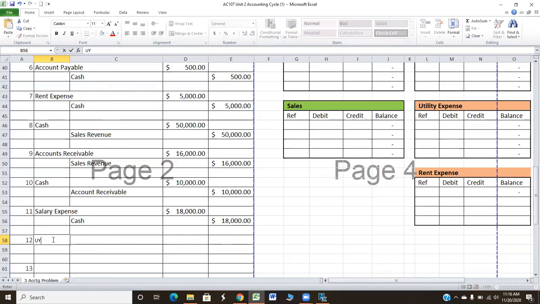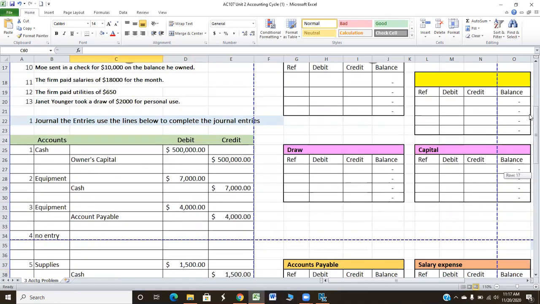So anyways, we're going to do utilities. Utilities expense. We're going to debit it, $650. It's an expense. See, there's another one. It was blank. Go up here. I'm going to put it to normal. You can see it. Put it to money. There you go. And then we're going to credit cash. You're paying the expense with cash.